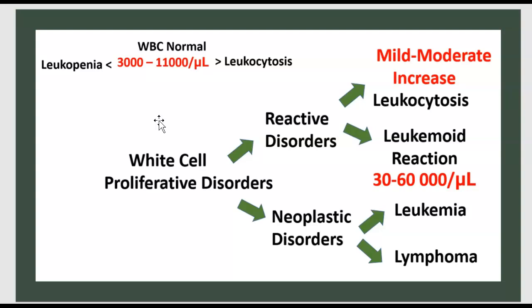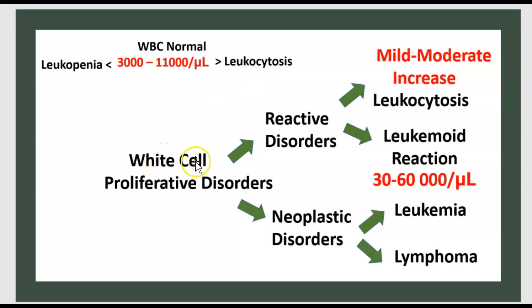The normal count of white blood cells is between 3,000 and 11,000 per microliter. Less than 3,000 is leukopenia, and over 11,000 is leukocytosis.